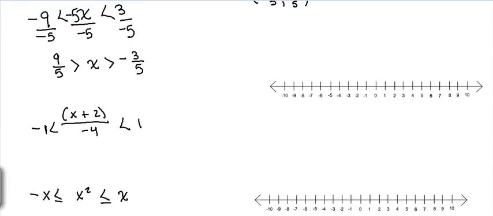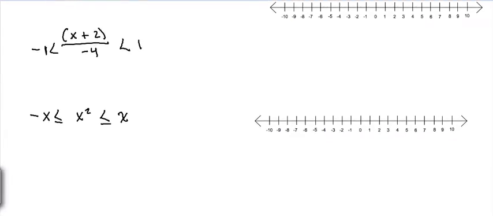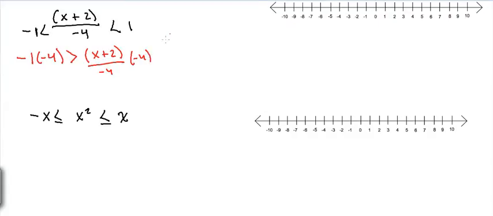So let's look at this next one. What we're going to do first is multiply by -4 to both sides. Remember, when we do this, we flip our inequality signs. These -4's cancel.